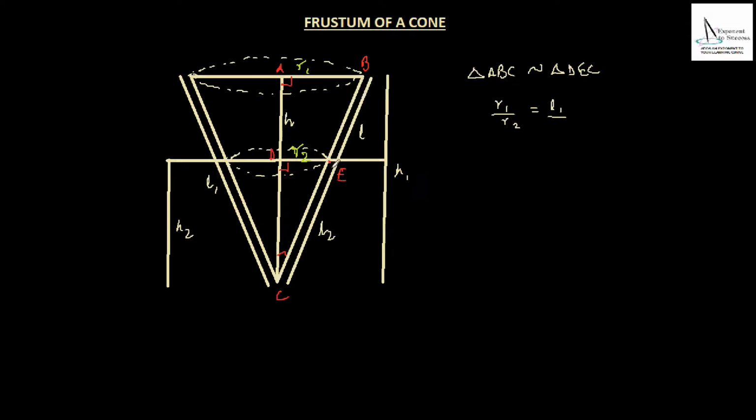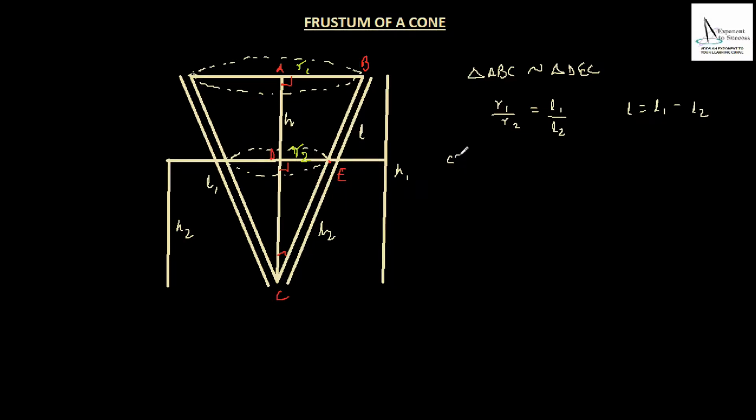So that is going to be L1 for ABC and L2 for DEC. And if we look at the slant height of the frustum, or L, we can easily see that it is nothing but the slant height of the bigger cone minus the slant height of the smaller cone. So L is going to be equal to L1 minus L2.